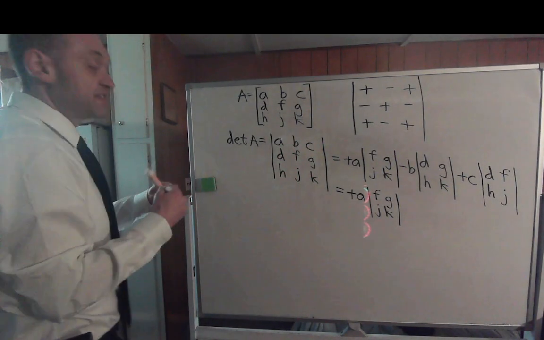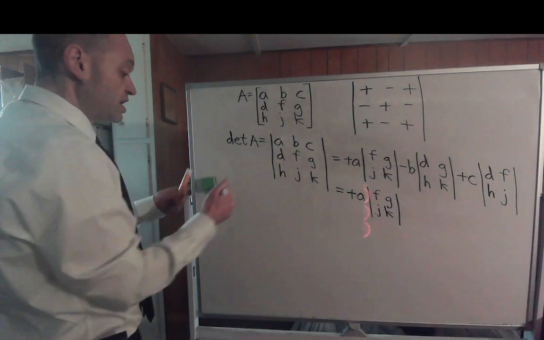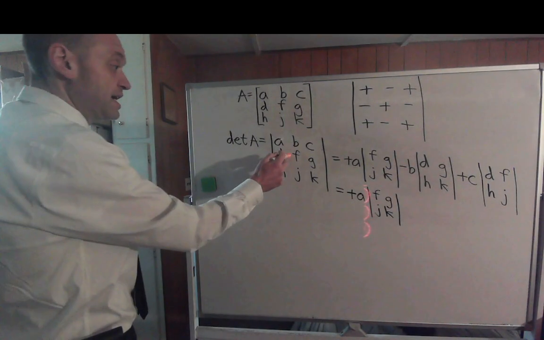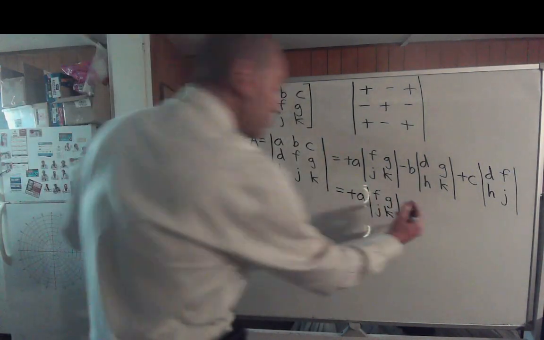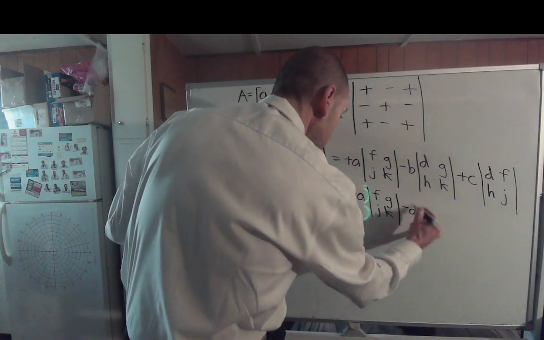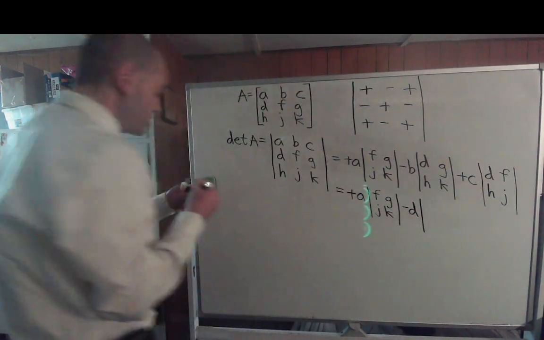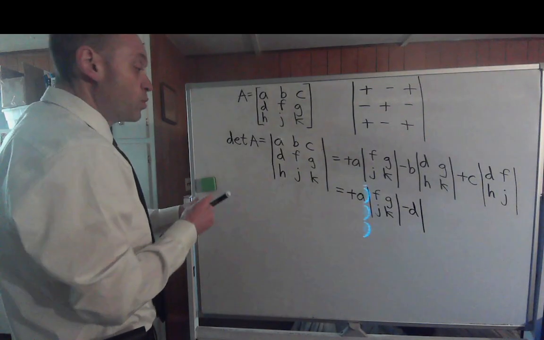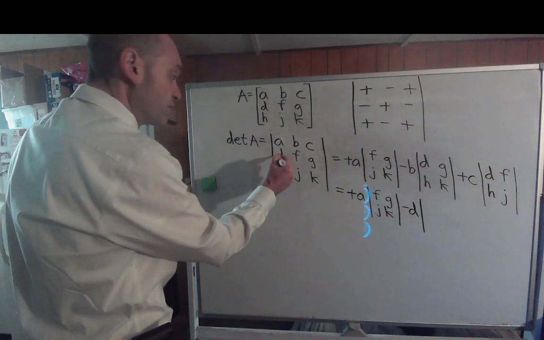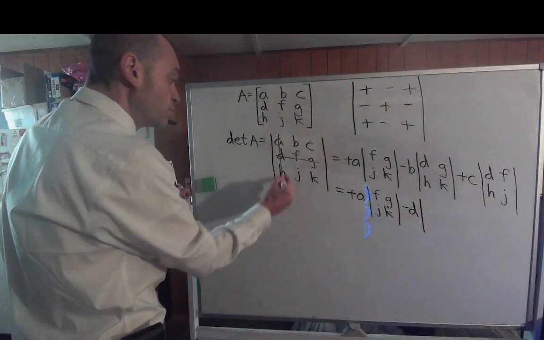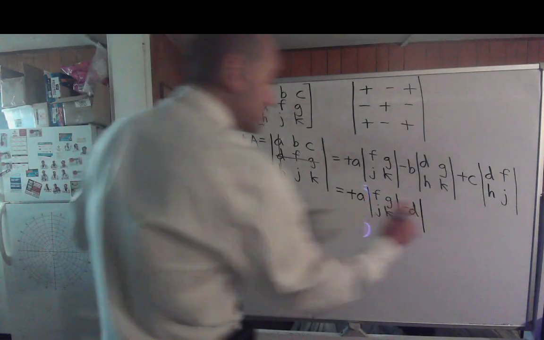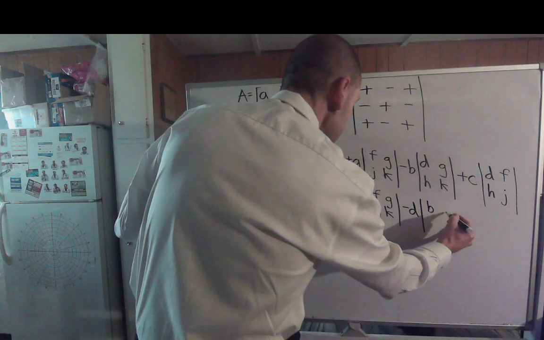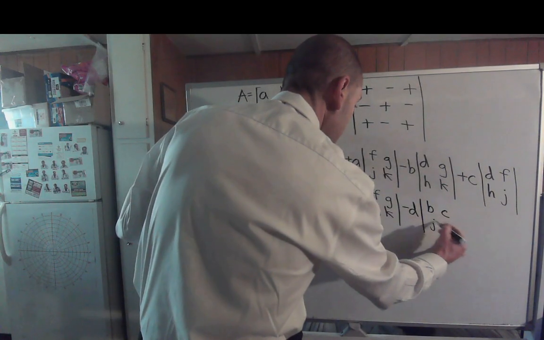If I take the second entry in the first column, I'm going to pick D. My coefficient on D should be negative, so that'll be minus D times a resulting 2 by 2 determinant when I strike out the row and the column in which D occurs. When I do that, I'll end up with a determinant B, C, J, and K.